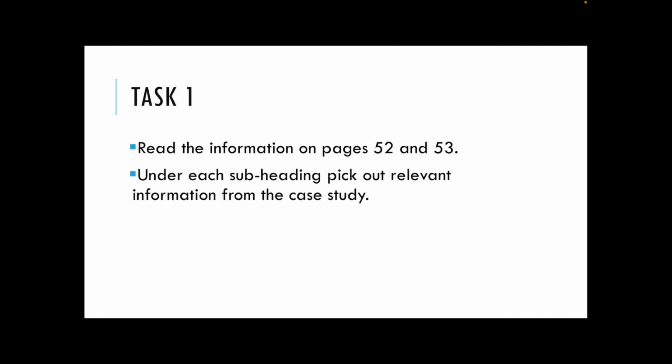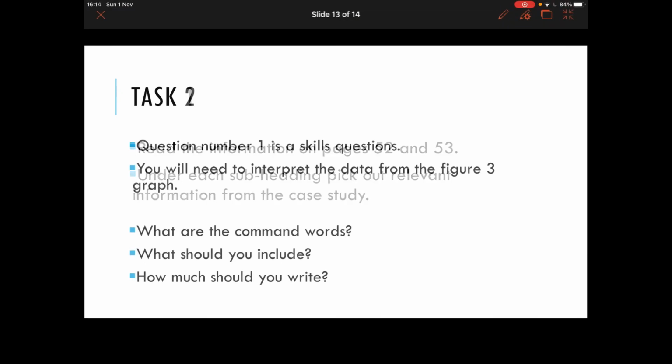So I'd like you now to have a look at the information on pages 52 and 53. Under each subheading on pages 52 and 53, I would like you to pick out 5 key pieces of information from the case study that you could potentially use to support an argument. I would like you to write those down or make notes of them, or if you want to put it in a presentation or do it on a computer, you can. So 5 key pieces of information from each subheading on pages 52 and 53.